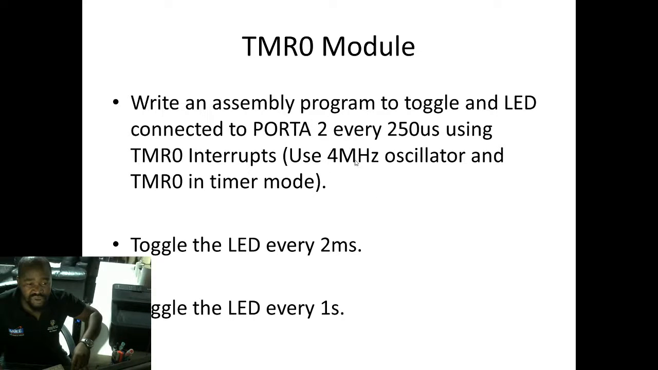Now it means in our application we're using a 4 MHz crystal oscillator and then we're using timer 0 in timer mode. We need to toggle an LED connected to port A2 every 250 microseconds, and we must be using timer 0 interrupts for this timing purposes. All right, let's get started now. How do we achieve this using timer 0? Meaning we need to look at implementing timer 0 interrupts and using timer 0 to get that 250 microseconds so that we can toggle our LED every 250 microseconds on port A2.